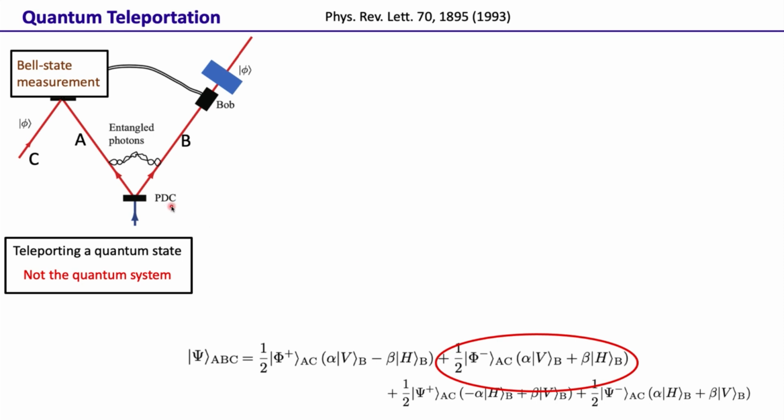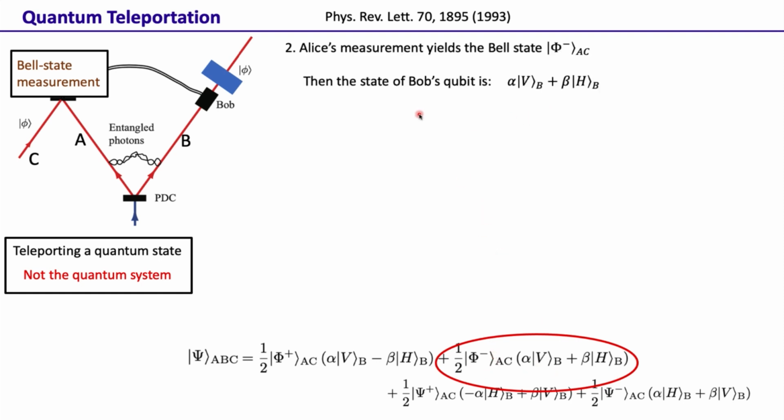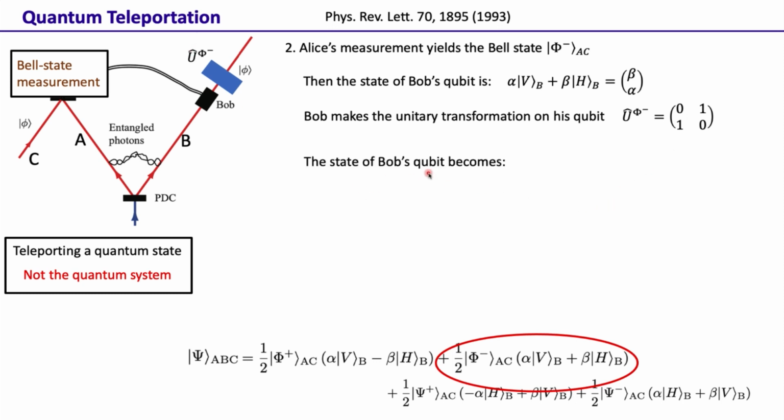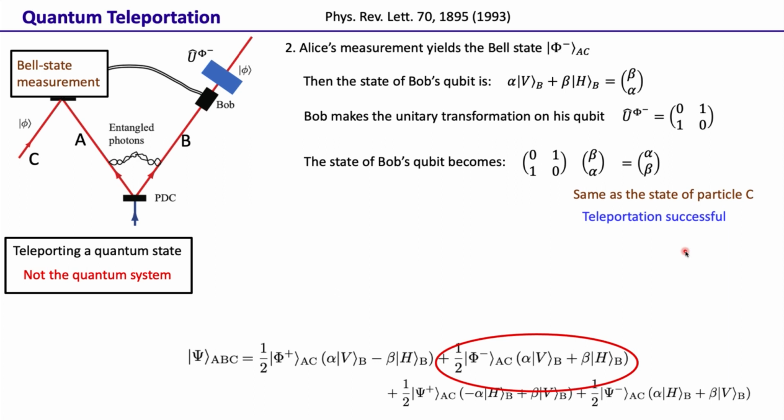Now, let us say the Bell state measurement yielded phi minus. Then of course, the state of particle B, that is Bob's qubit, is alpha VB plus beta HB. Now, in this case, the unitary transformation that Bob will make is this U phi minus, that is 0 0 1 1, and we see that after the unitary transformation, Bob's qubit becomes this acting on this, alpha beta, which is the same as the state of particle C, hence teleportation successful.